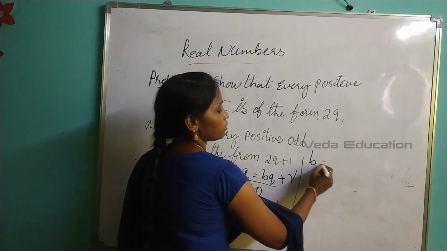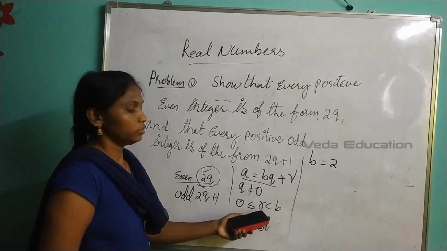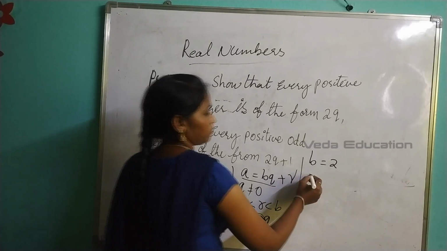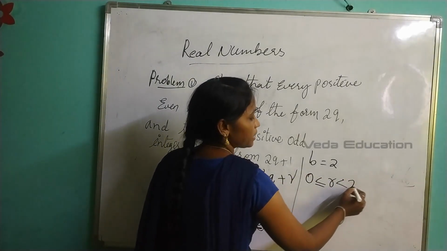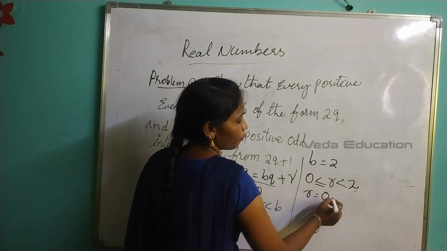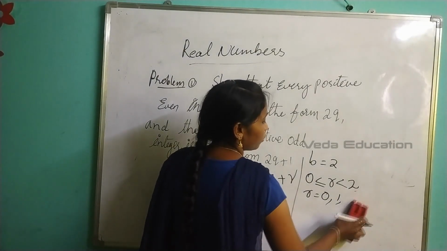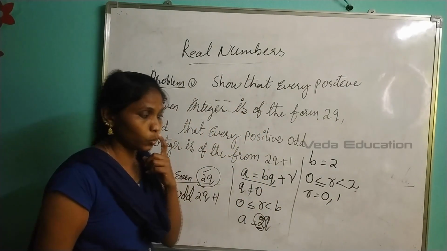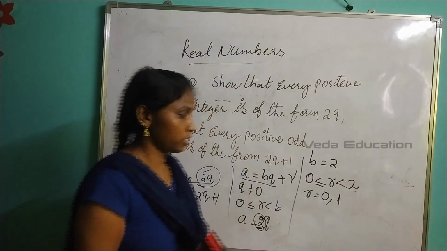Our b value is 2. So what is our condition? 0 less than or equal to r less than b, where b is 2. So what are the r values here? The r values are 0 and 1. Less than means do not consider 2; only the values before 2 we have to consider.